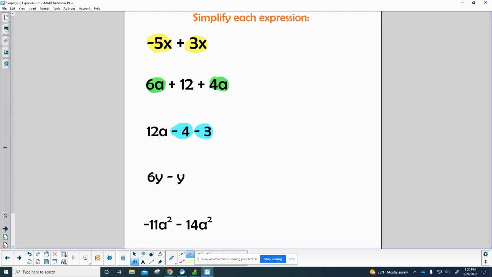All right, so if we have a couple of expressions that do have the same variable in them, let's see what it would take to simplify them. Basically you gather them together by adding or subtracting. So negative 5x plus 3x would be negative 2x. Okay, on the next one, 6a plus 4a would be 10a, and then plus 12 on the end. So that's all there is to simplifying these expressions.